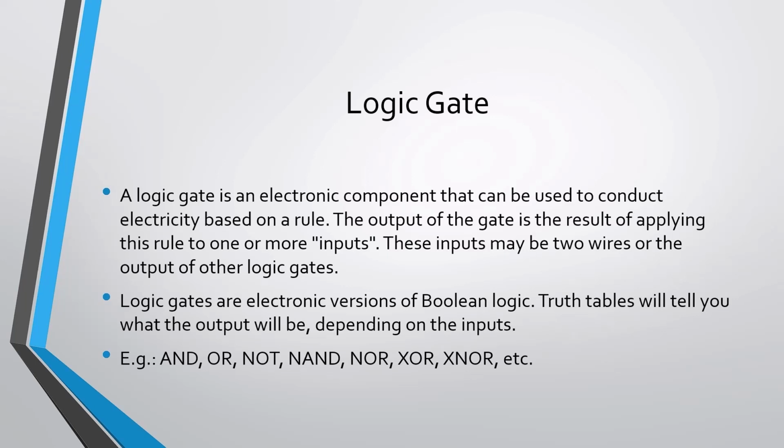Logic gate. A logic gate is an electronic component that can be used to conduct electricity based on a rule. The output of the gate is the result of applying this rule to one or more inputs. These inputs may be two wires or the output of other logic gates. Logic gates are electronic versions of Boolean logic. Truth tables will tell you what the output will be depending on the inputs. For example, AND, OR, NOT, NAND, NOR, XOR, etc.